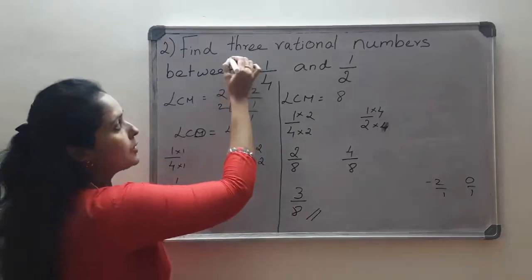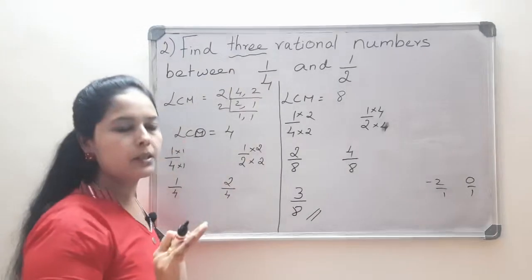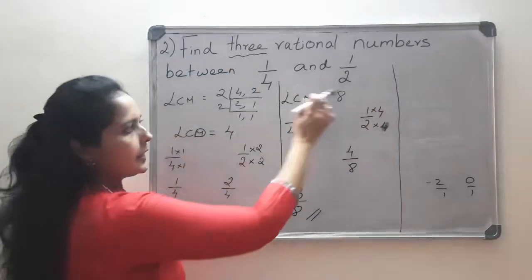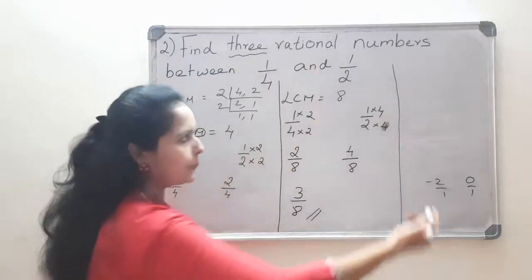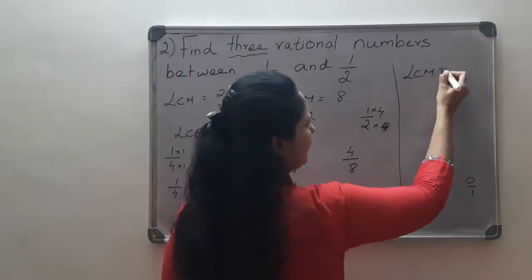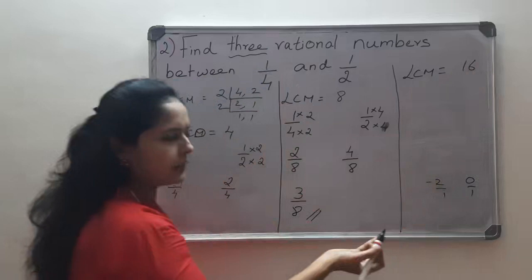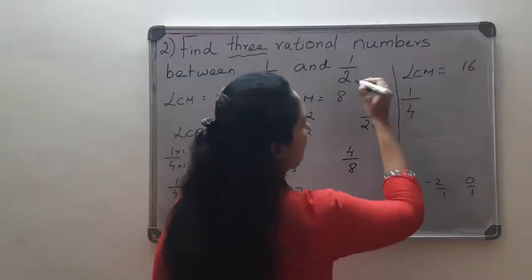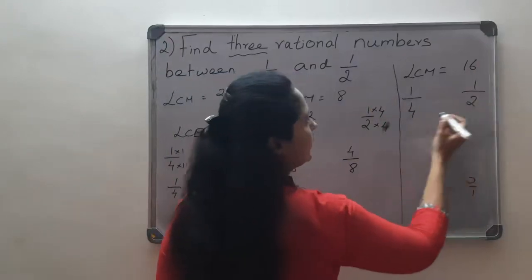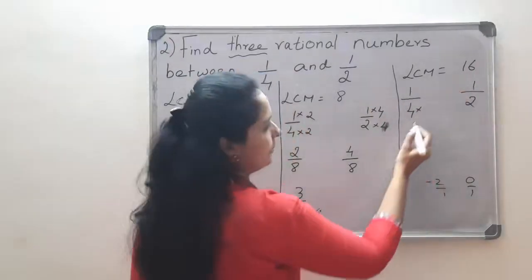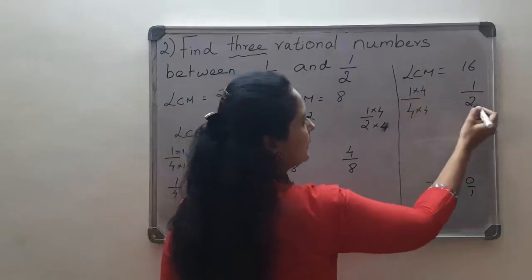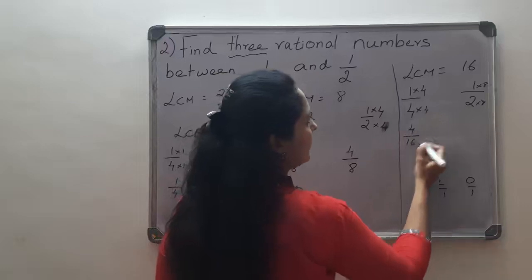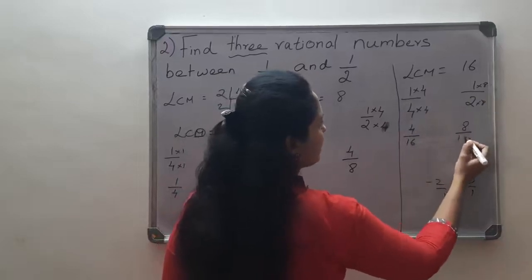But how many numbers do you want? You want 3 rational numbers. So again, go for the next LCM. First LCM is 4, the second LCM is 8. What will be the next LCM? Just multiply it by 2, 16, right? Then take the first number. What is the number they have given? 1 by 4. What is the second number? 1 by 2. So 4 into how much is 16? Into 4, into 4, then into 8, into 8. So 4 by 16 and this is 8 by 16.